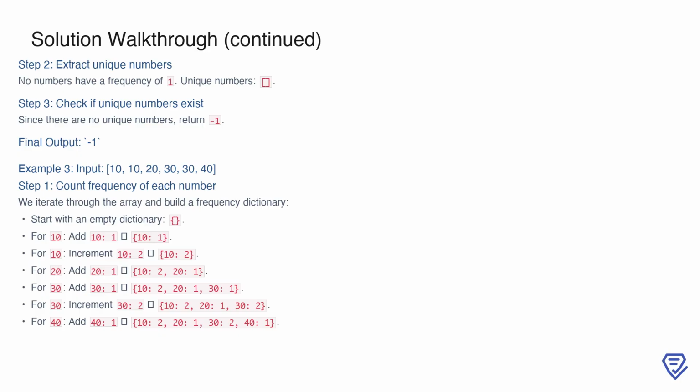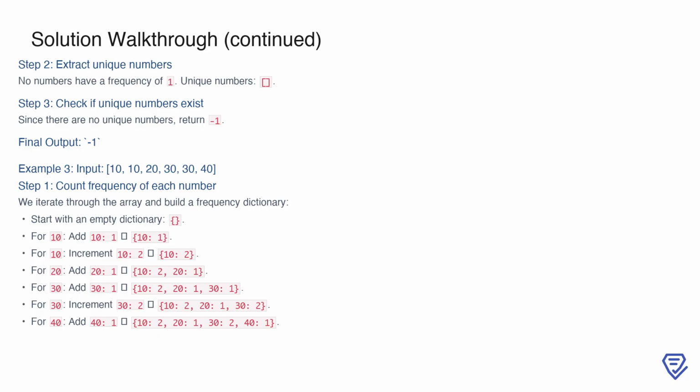Now let's analyze the third example, with the input array 10, 10, 20, 30, 30, 40. As always, we start by counting the frequency of each number. We initialize an empty dictionary and begin processing the array. First, we encounter 10 and add it with a frequency of 1. When we see 10 again, we increment its frequency to 2. Next, we process 20 and add it with a frequency of 1. For 30, we add it initially with a frequency of 1 and then increment it to 2 when we see it again. Finally, we process 40 and add it with a frequency of 1.